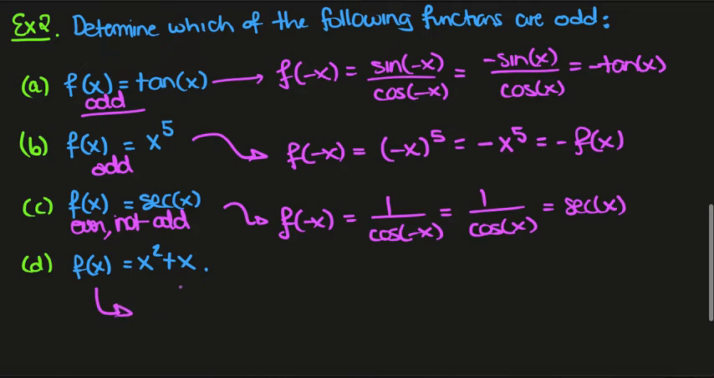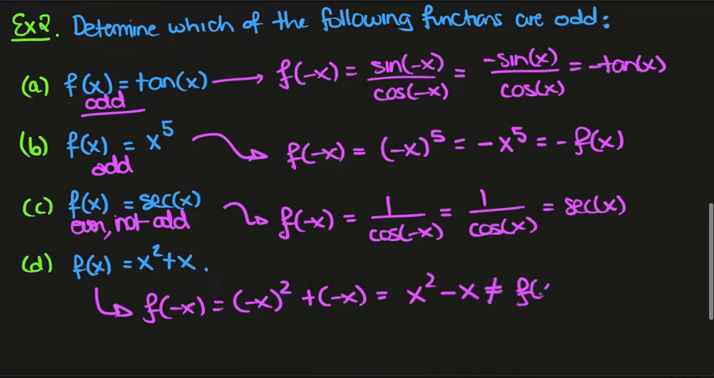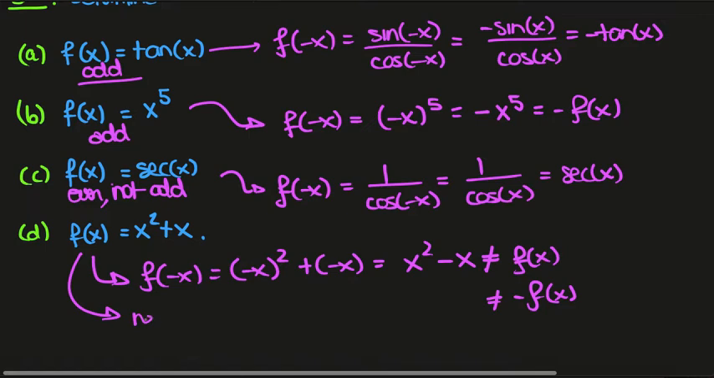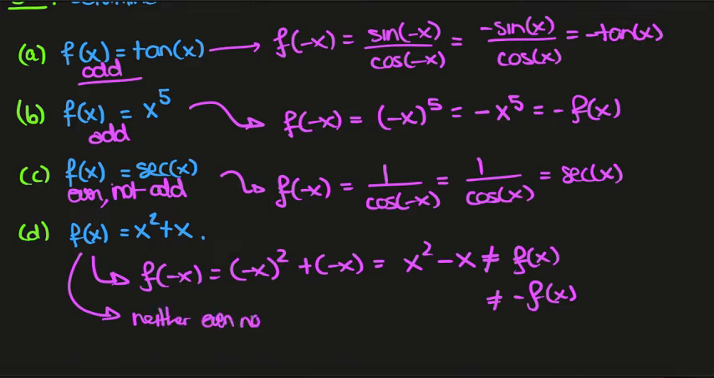Okay, so here we have x squared plus x. So f of minus x is minus x squared plus minus x. If we square a negative, we get a positive, so it's x squared minus x, which is not equal to f of x. It's also not equal to minus of f of x. So this one is neither even nor odd.